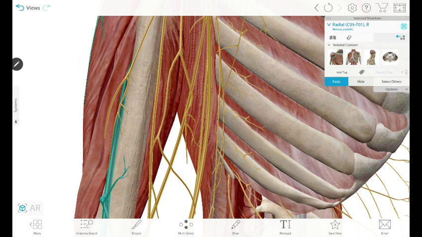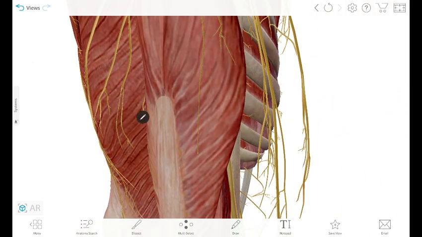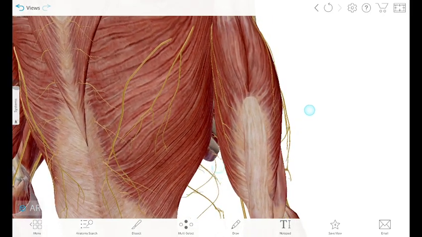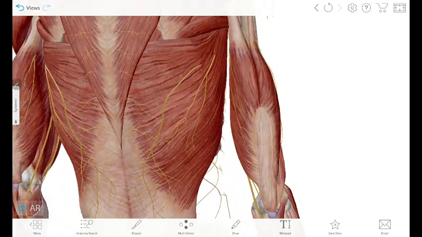So a radial groove is present on the posterior aspect of the humerus, which is hidden by the long head and the lateral head. So the roof of this radial or spiral groove is formed by the long head and lateral head, and it is a spiral groove like this.